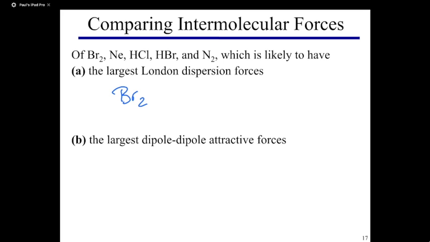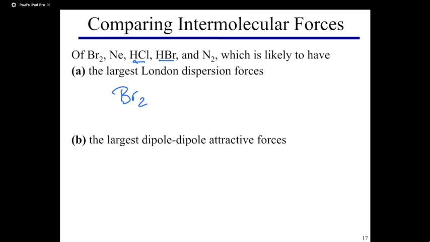So, can this one be polar? No. Can this be polar? It doesn't even have a bond, so no, it can't be polar. Can this one be polar? Yes, it can. So we got one candidate. Can this be polar? The next one. Yes. Can this be polar? No. So we have two candidates.